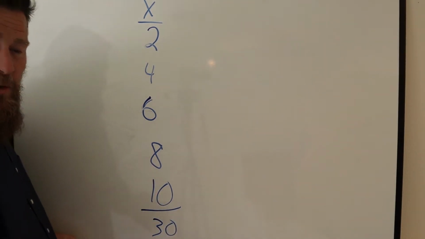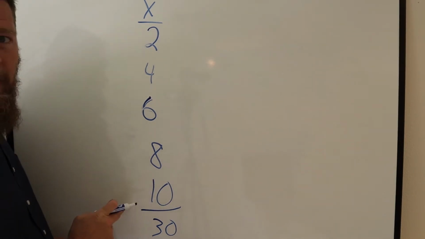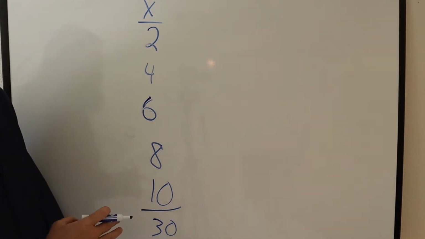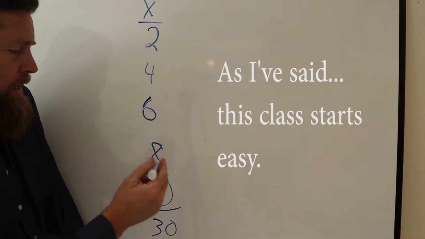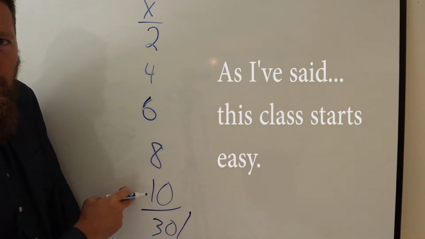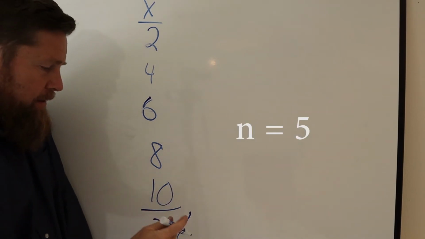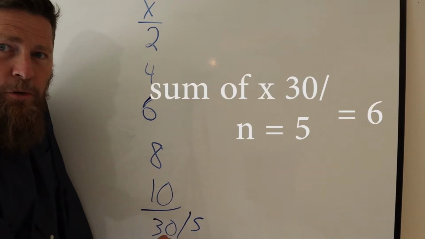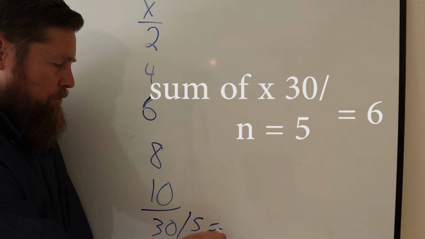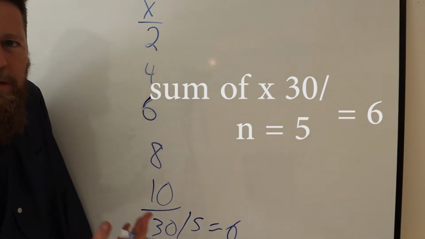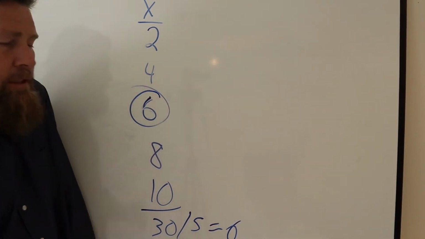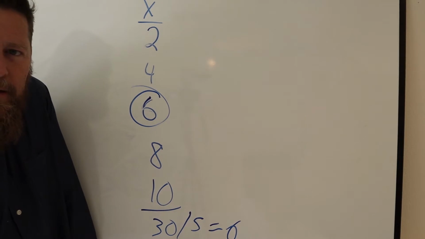30. So that is the sum of x. We added up x. It's the sum of x. Now we're going to divide by the sample size. 1, 2, 3, 4, 5. That's 5. So 30 divided by 5, you guys probably know this by heart, is 6. So 6 is the mean.